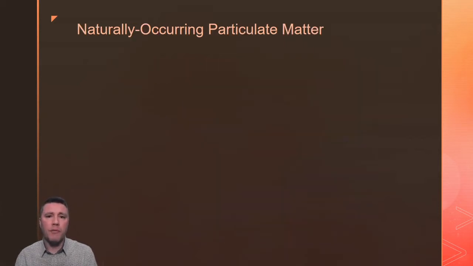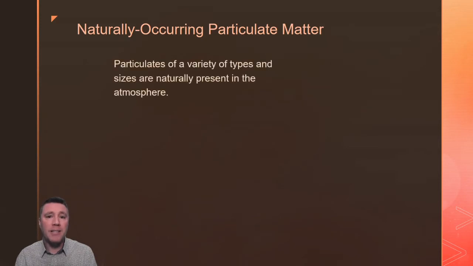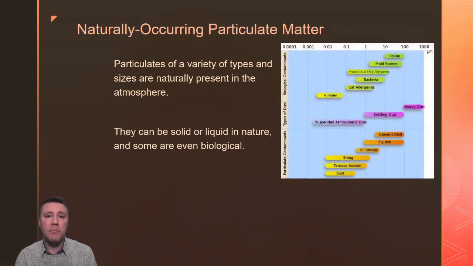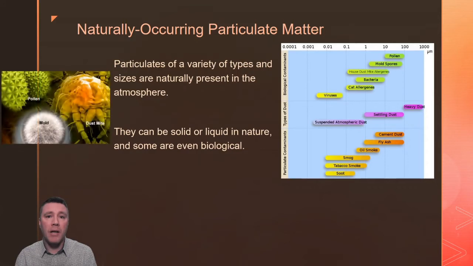Unlike other forms of pollution, particulate matter has a significant naturally occurring contributing factor. You may recall from the previous video that particulate pollution can be classified by size, PM10 and PM2.5. Particulates also vary by type. Some are solid or liquid, and others are biological, such as mold spores, the waste of dust mites, and pollen.